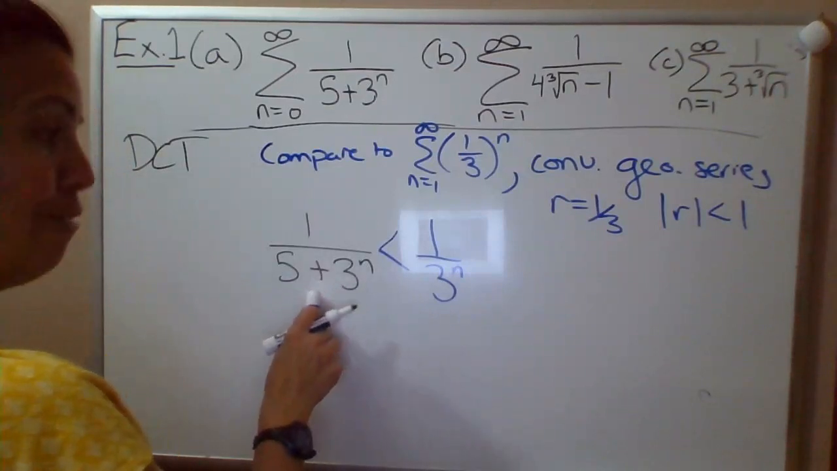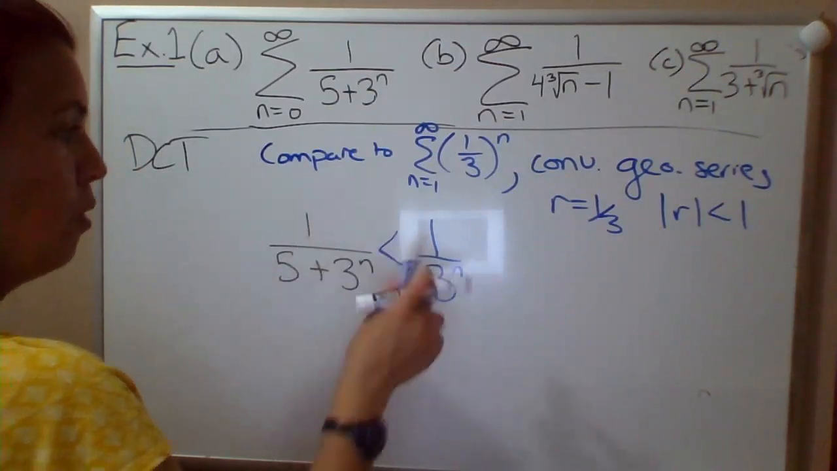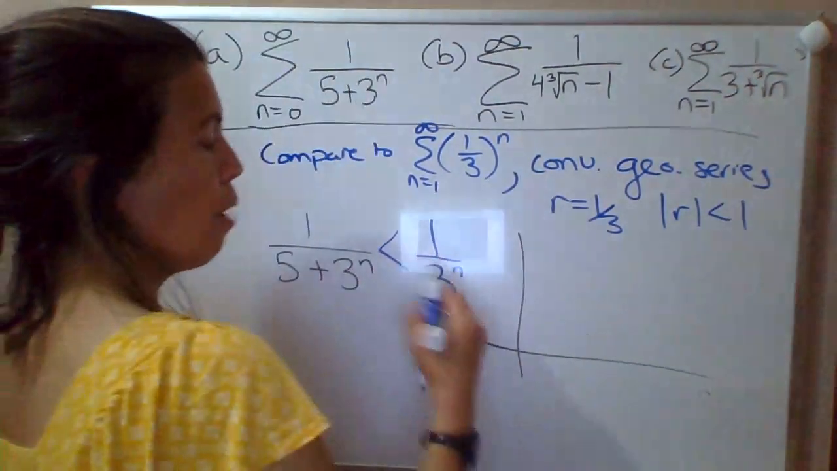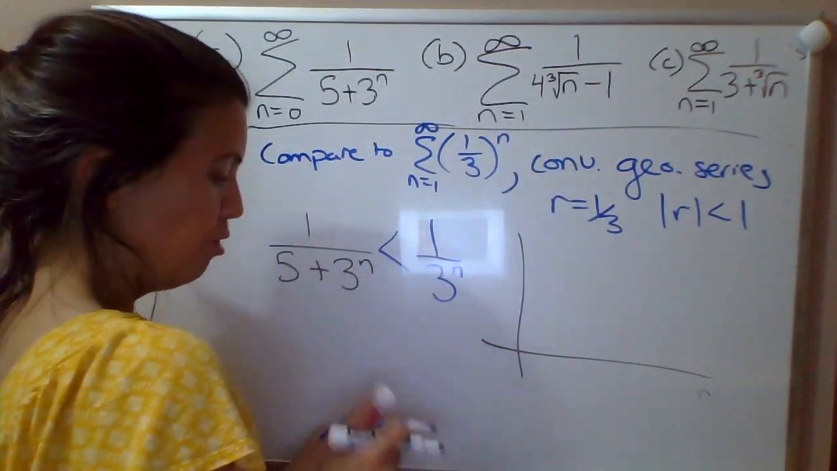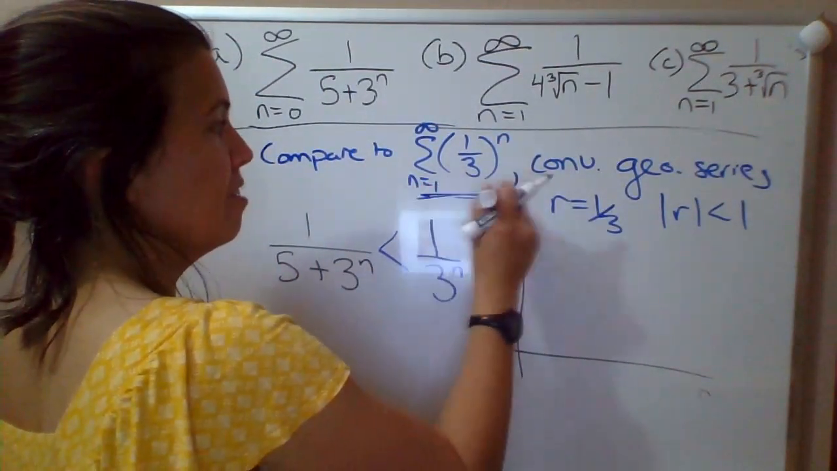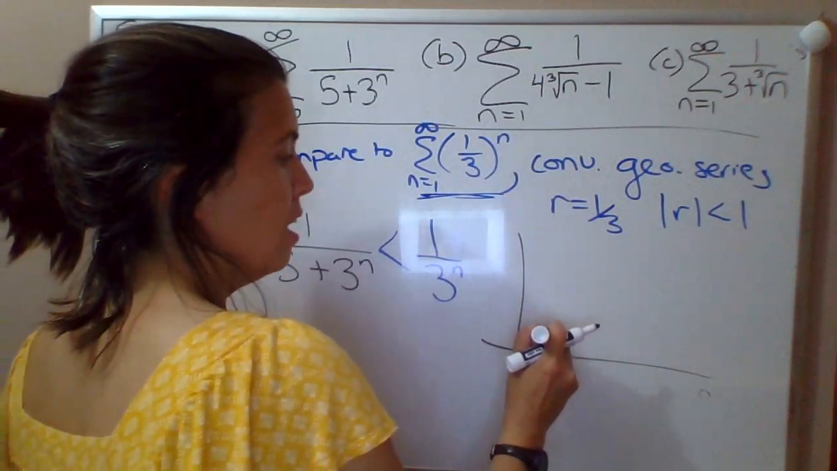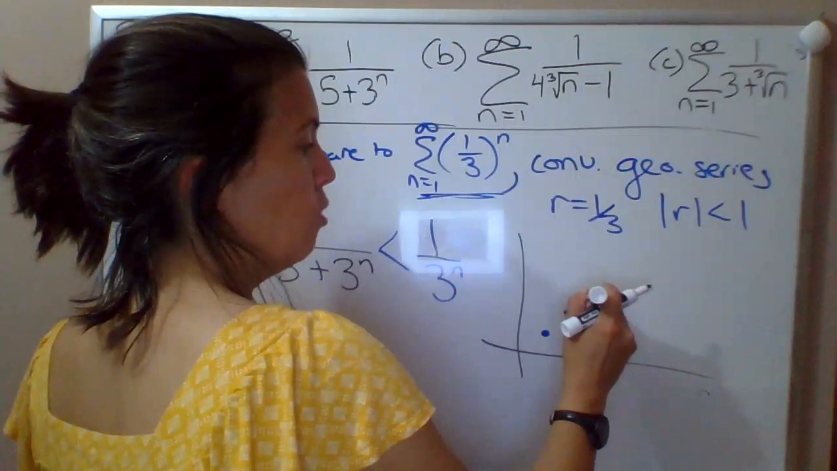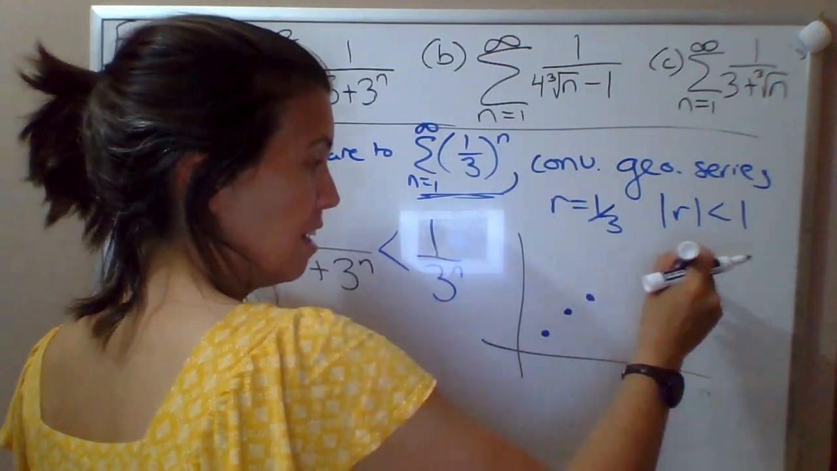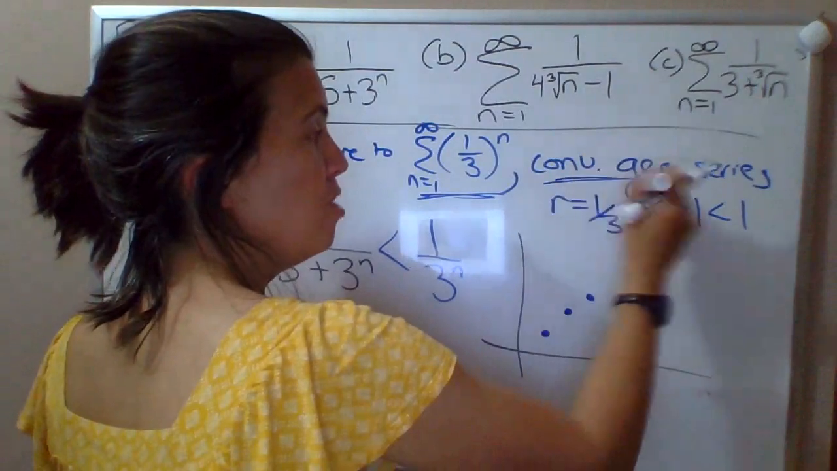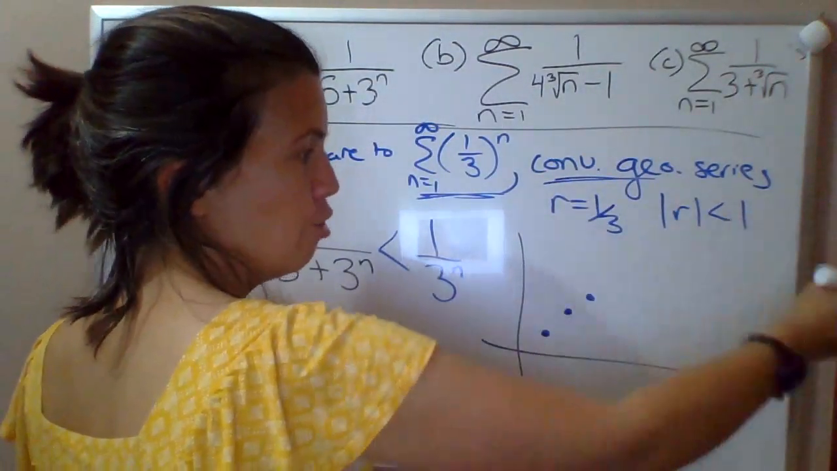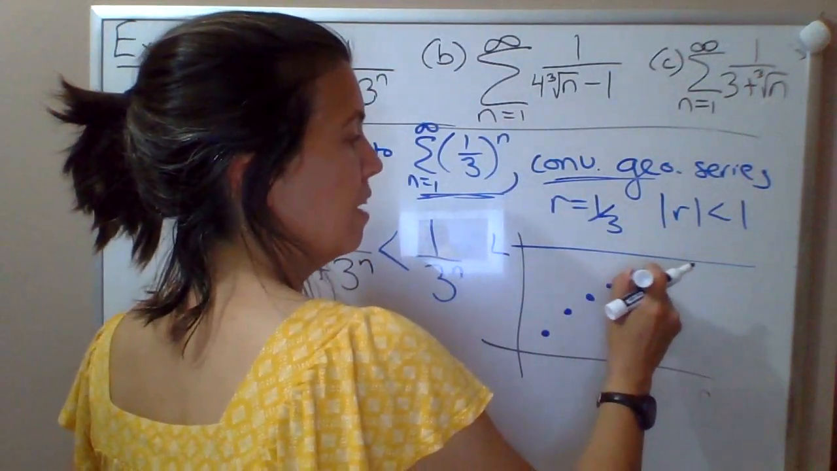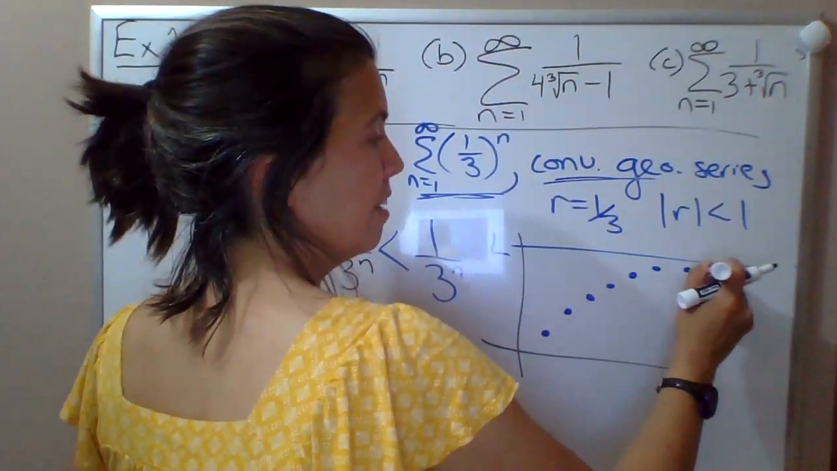Bigger denominator, smaller fraction. So, comparing to a geometric series, let me draw a little graph. So, picture your partial sums. The partial sums for this series, I'm going to plot in blue. I know that because it's a convergent series, so I know the sequence of partial sums is monotonically increasing. I know from geometric series tests that they have to converge to something. The limit exists, so this is going to approach some limit. So it is going to level off.